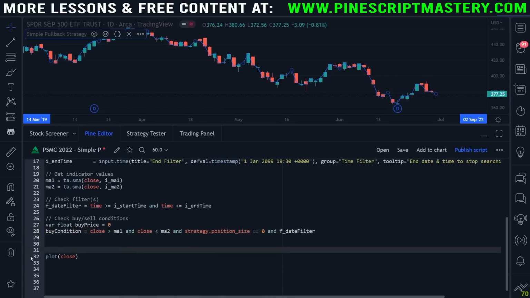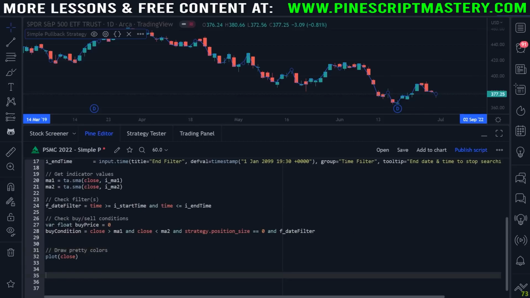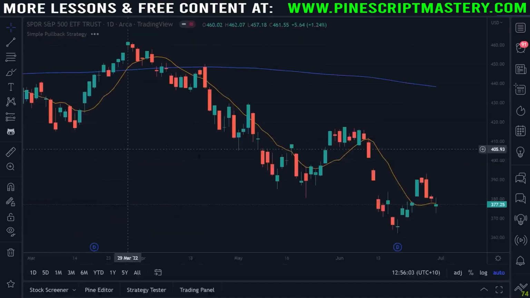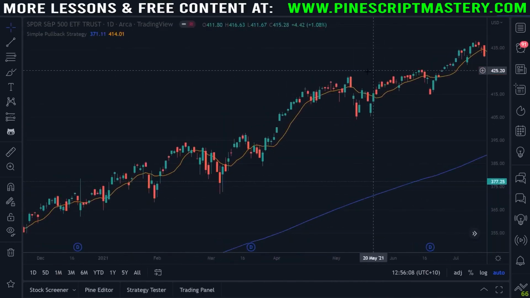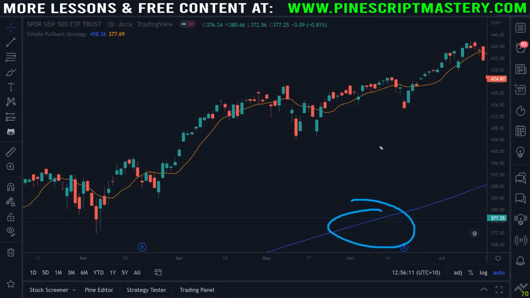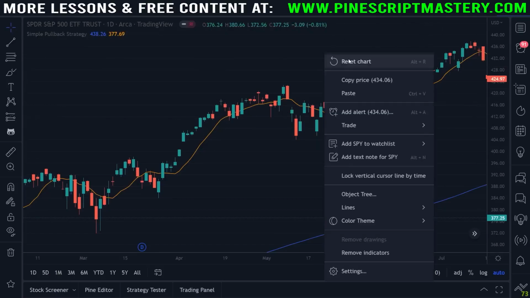Now, before I continue, let's draw some pretty colors onto the chart. And by that, I mean our moving averages. So we're going to plot our MA1 and MA2 onto the chart, save my script. And now what we're looking for is price to be trading above the 200 period moving average and close below the 10 period moving average. And then we buy on the next bar's open, and we sell when price closes back above that 10 period moving average, or price declines by 10%. That's it. That's all we're looking for.